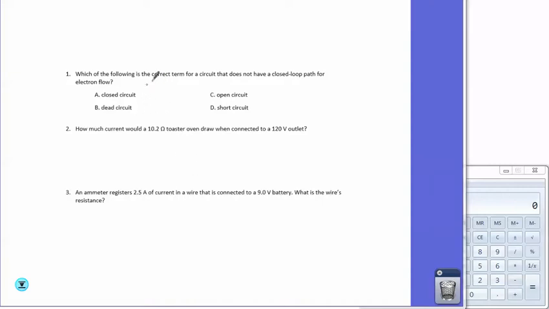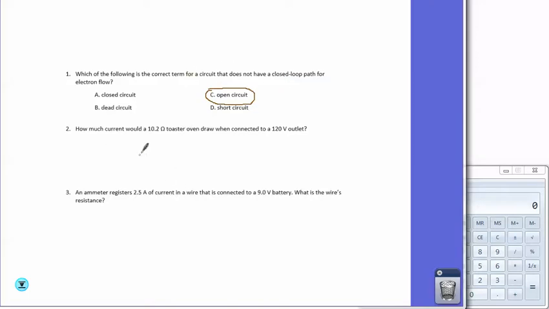Which of the following is the correct term for a circuit that does not have a closed loop path for electron flow? If that doesn't happen, where there's no loop, we call this an open circuit. An open circuit would be like one with a switch in it where the switch was in the off position. That means it's disconnecting the circuit, so it's an open circuit. A closed circuit is required so that it does allow electron flow.